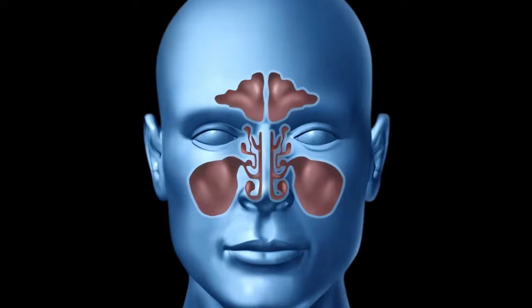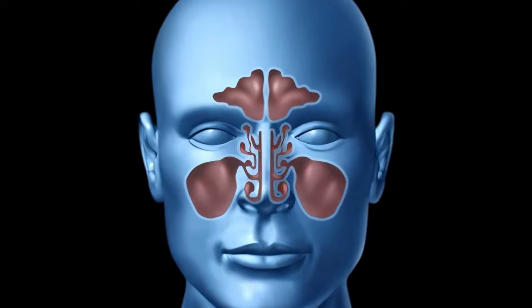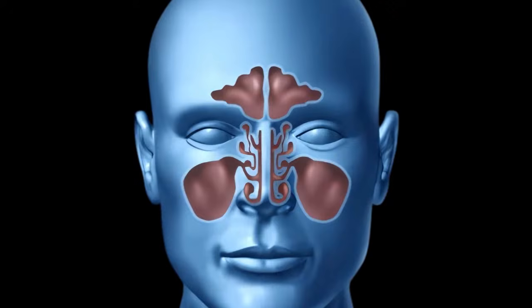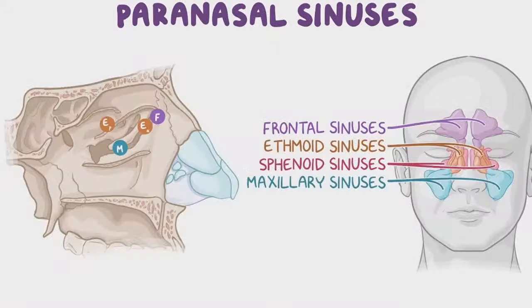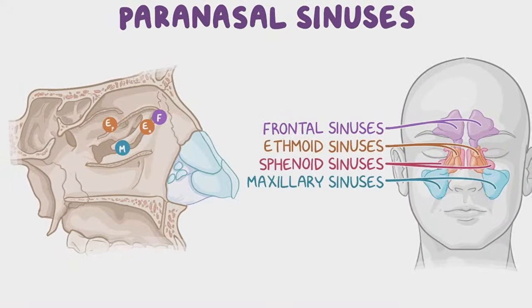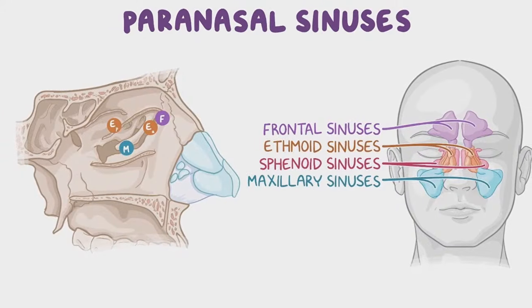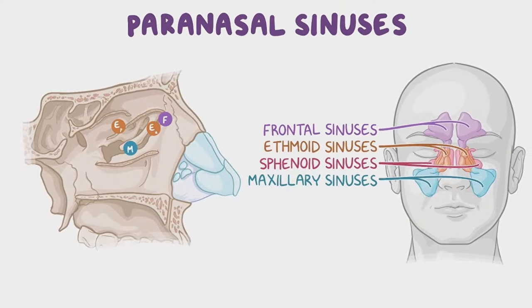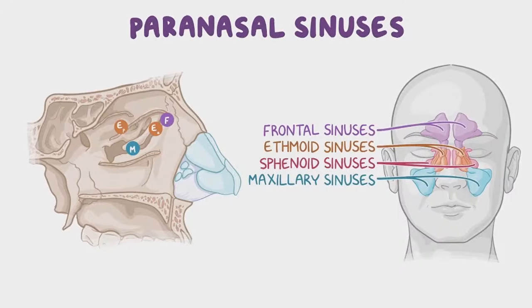Paranasal sinuses. The paranasal sinuses are air-filled spaces within the bones around the nose. They are connected to the nasal cavity by small channels. These sinuses include the frontal sinus in the forehead, maxillary sinus under the eyes, ethmoid sinus between the eyes, and sphenoid sinus behind the eyes.